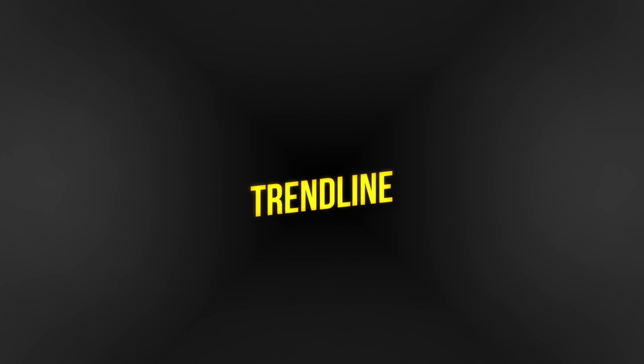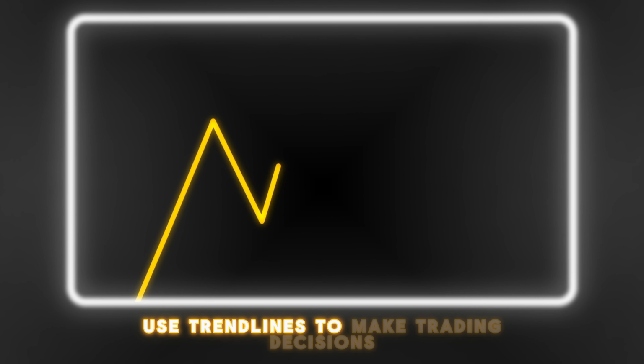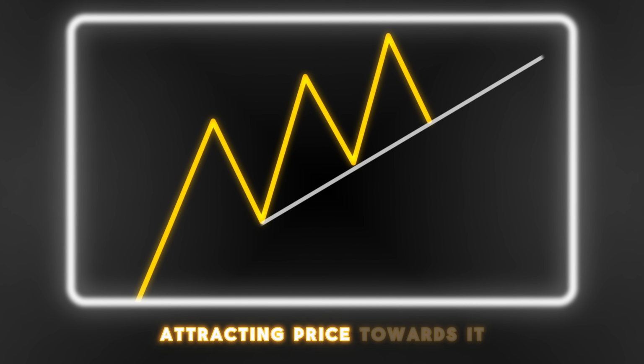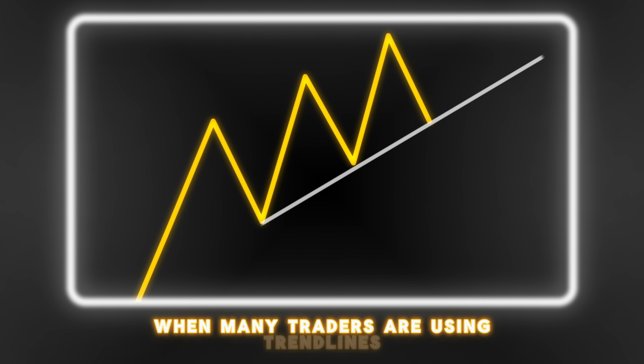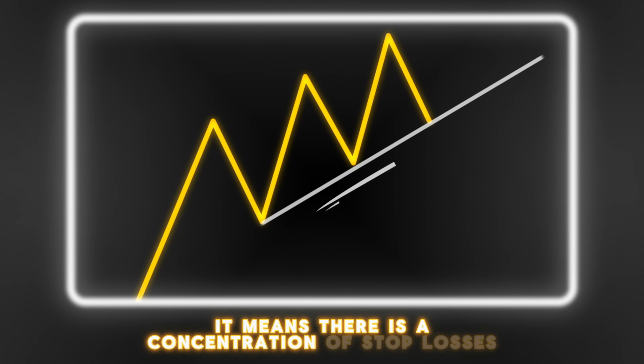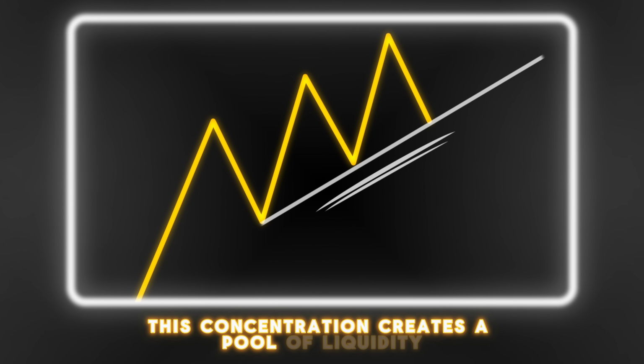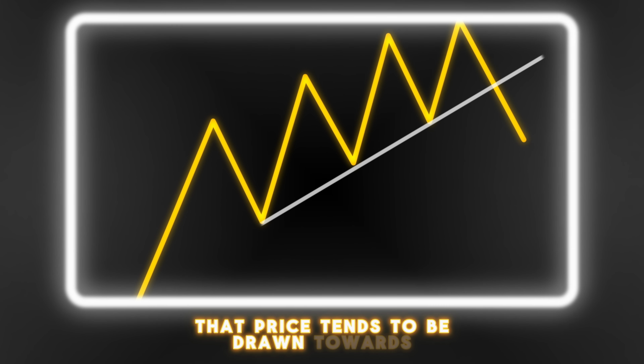So next, we have trendline liquidity. Retail traders often use trend lines to make trading decisions. Liquidity rests below the trend line, attracting price towards it. When many traders are using trend lines, it means there is a concentration of stop losses below these lines. This concentration creates a pool of liquidity that price tends to be drawn towards.